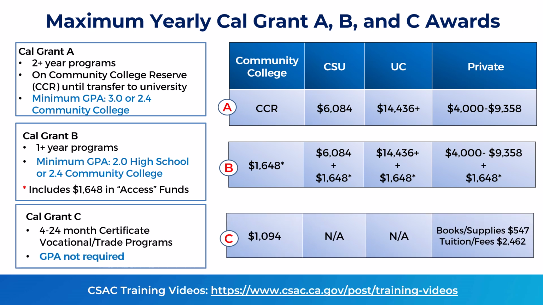Finally, Cal Grant C is for vocational or technical programs at a California community college or a nonprofit or for-profit technical or trade school. It is the only Cal Grant that does not have a GPA requirement. If you'd like to know more, please be sure to visit our website or to watch our video all about the commission programs that are currently available. The link is provided at the bottom of the slide.